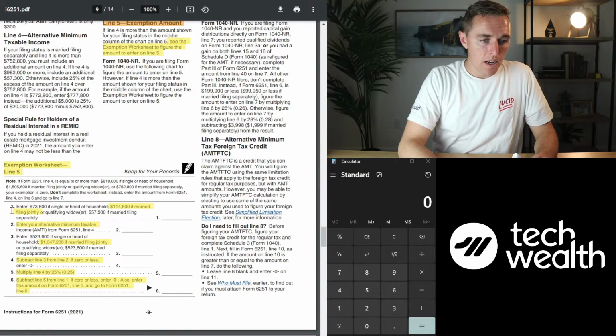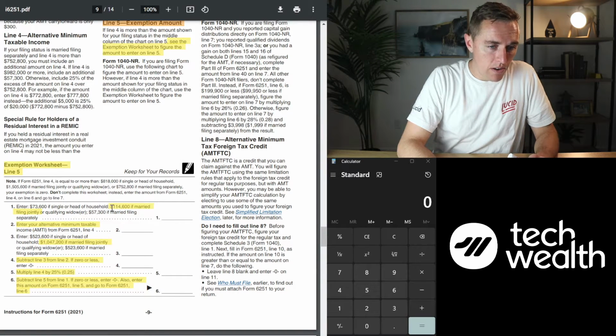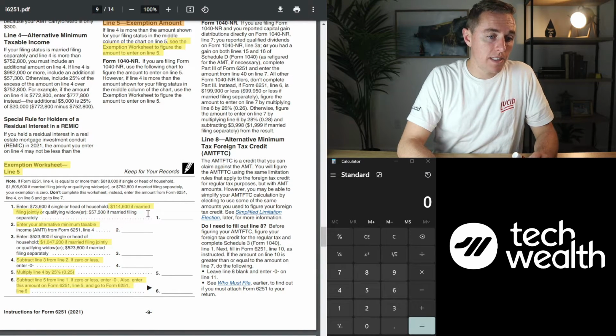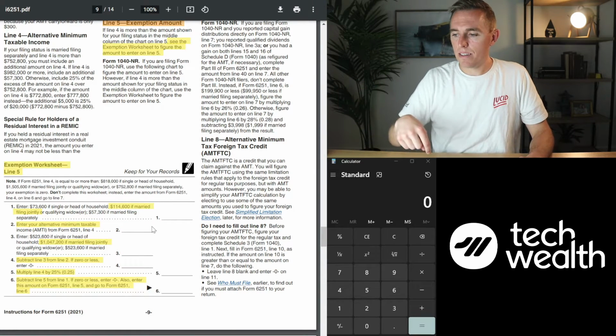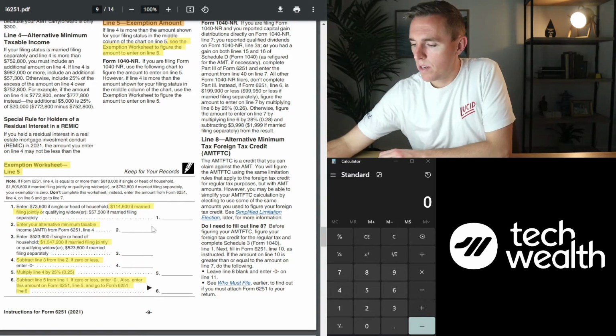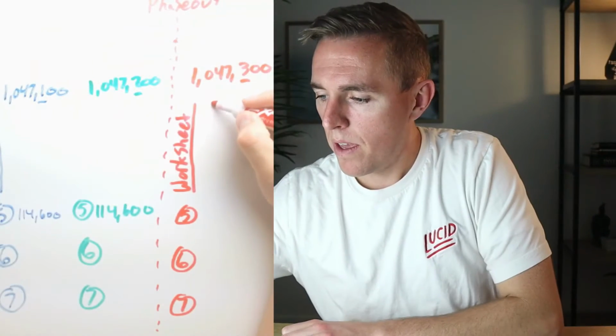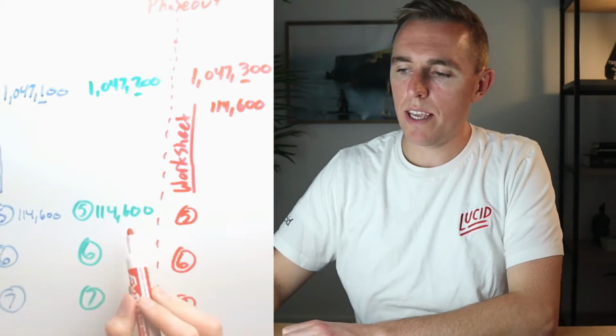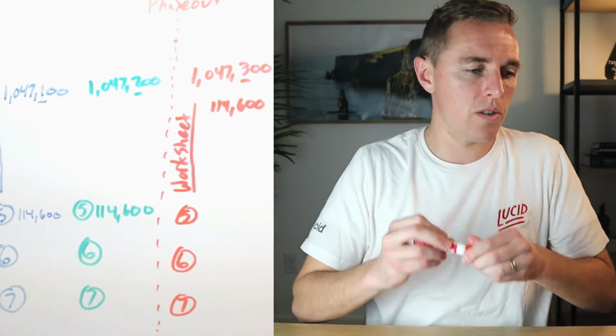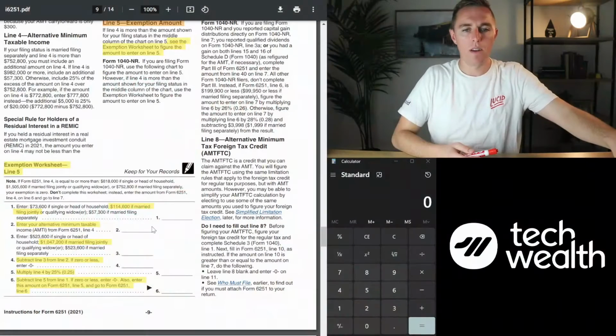It's right here. Number 1, it says enter 114,600 if married filing jointly. So I'm not going to write that down yet. Actually, I guess I could. I'll go ahead and write it down. There we go. 114,600. That's the same number that we were using over here, but there's more calculations to look into.